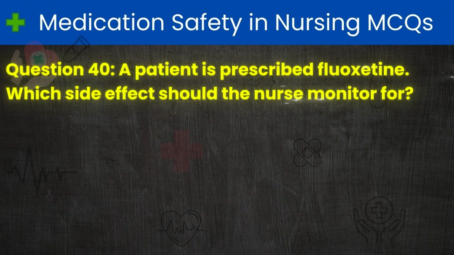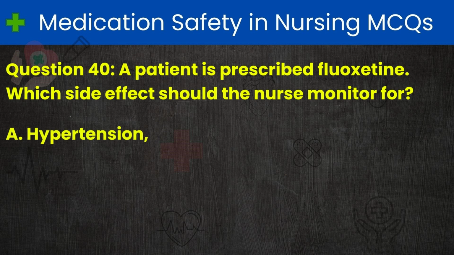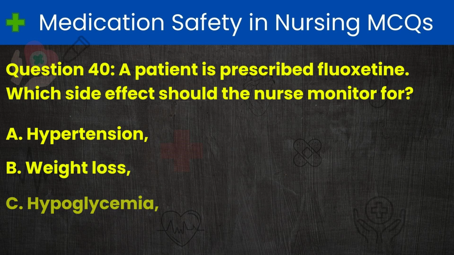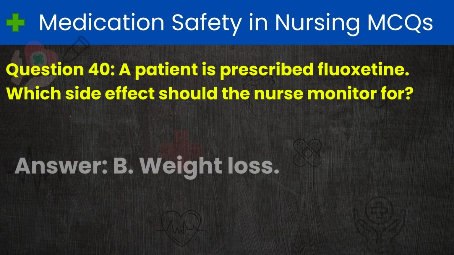Question 40. A patient is prescribed fluoxetine. Which side effect should the nurse monitor for? A. Hypertension. B. Weight loss. C. Hypoglycemia. D. Bradycardia. Answer: B. Weight loss.